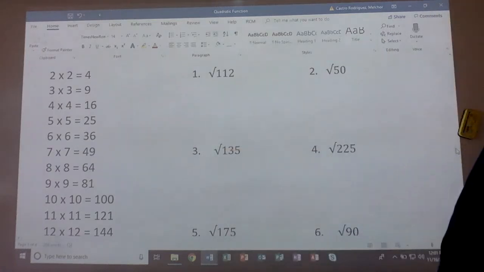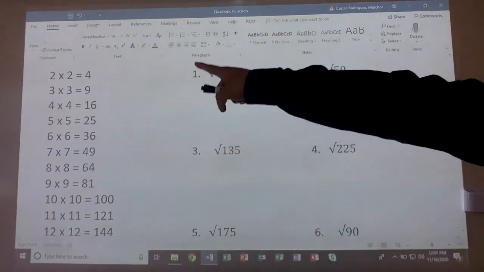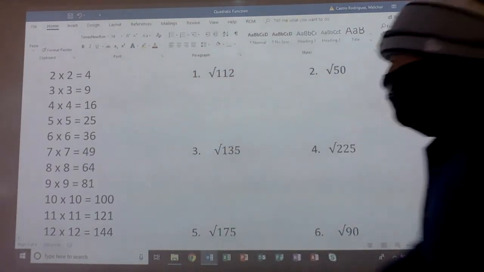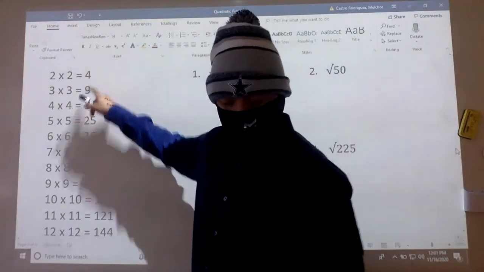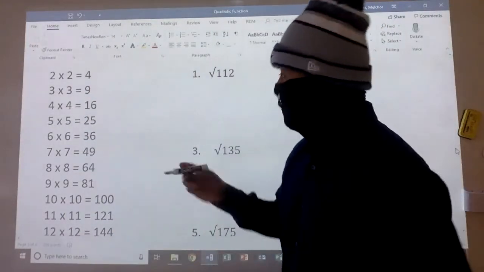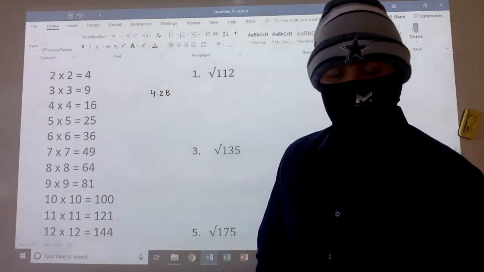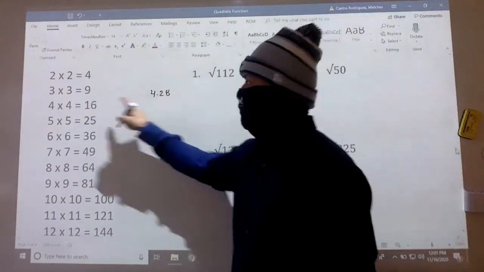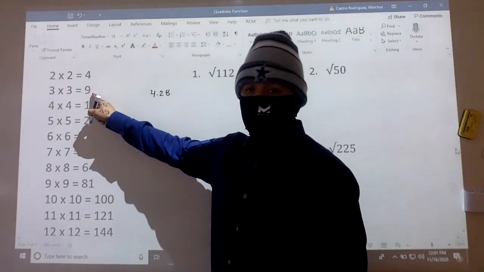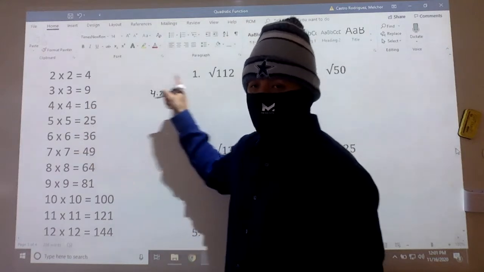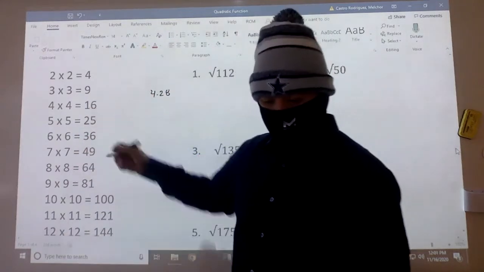112. Start dividing it by the number there. So 112 divided by 4 first. If it works, write it on the side. So it's 4 times 28. You don't stop there. You keep trying. 112 divided by 9. If the whole number doesn't come out, you keep going. 112 divided by 16.